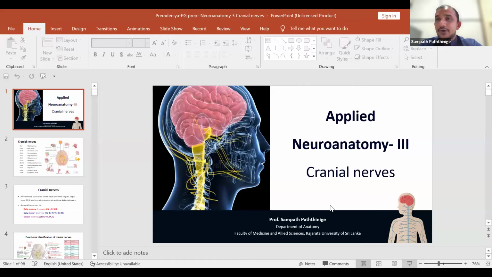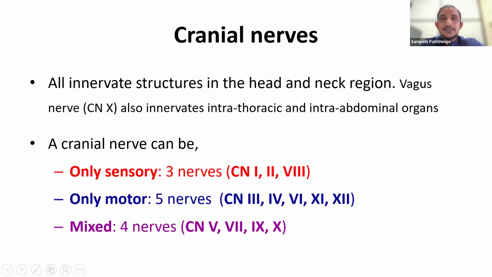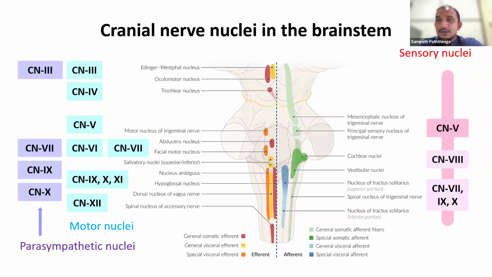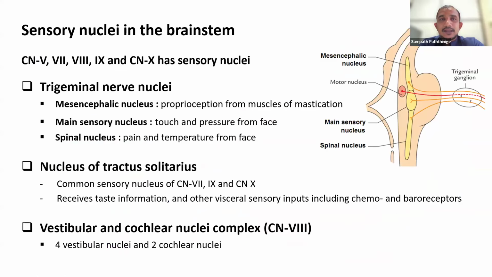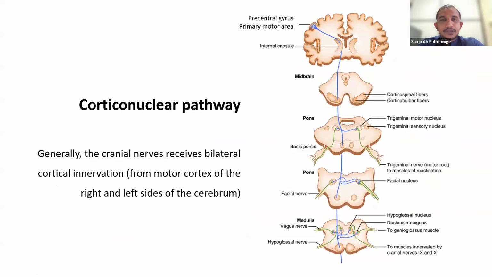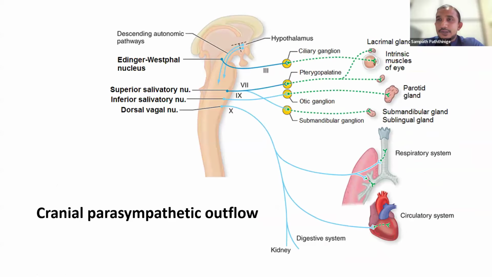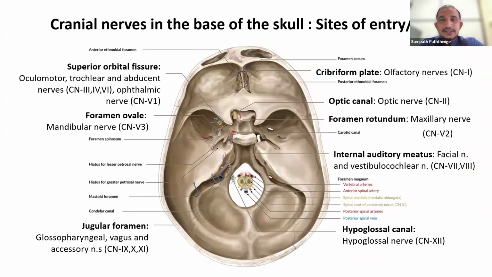What I wanted to show you is the cranial nerves. I'll just skip these. You should know what are the sensory nerves, what are the motor and the mixed nerves. And you have already learned where the cranial nerve nuclei are located. I'll just skip this and focus on the important clinical areas. All the information is there, and you should know where each cranial nerve lives.